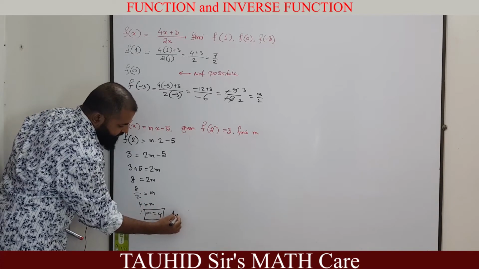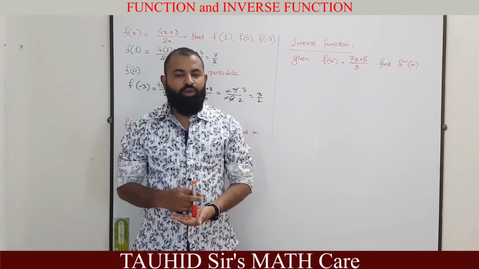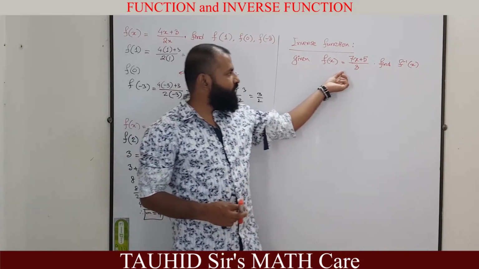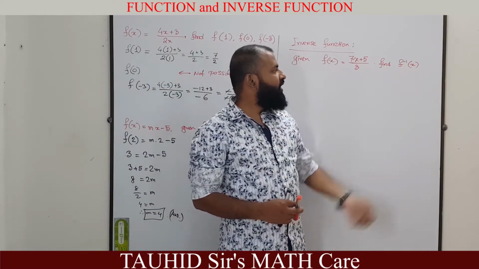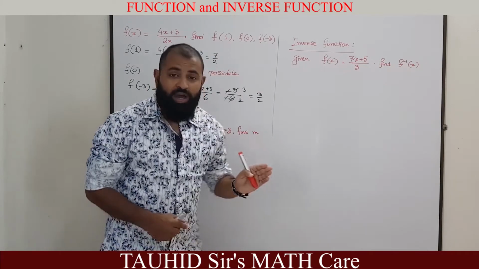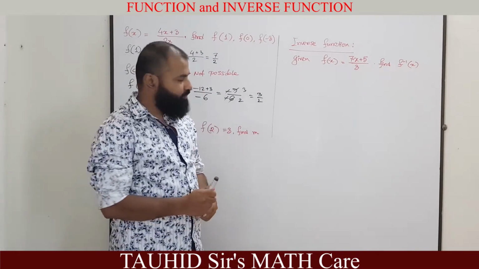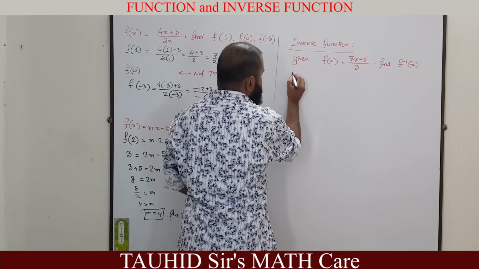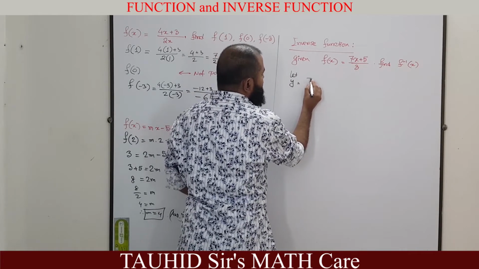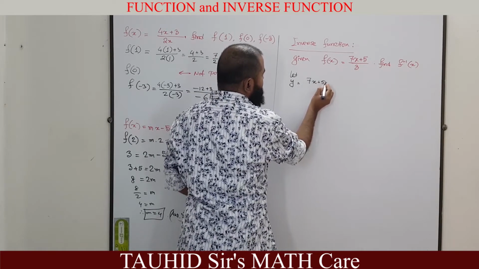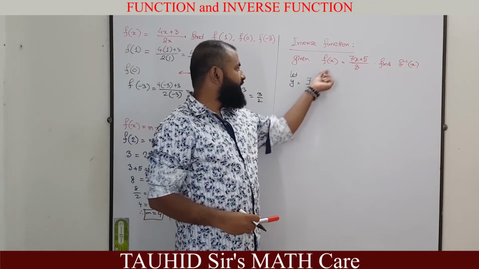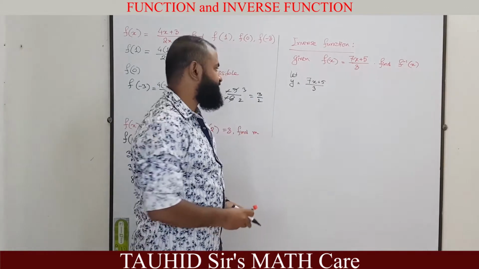This is our answer. Now we will learn about inverse function. Here a function is given, f(x) = (7x + 5)/3. Find the value of f inverse x. So we will learn now how to find inverse function. Very easy. First of all, let y = (7x + 5)/3. We will just put a y in place of f(x).